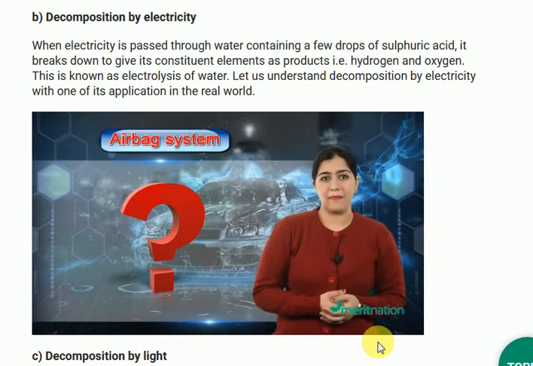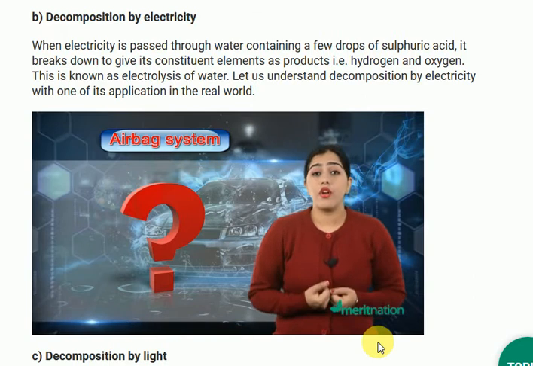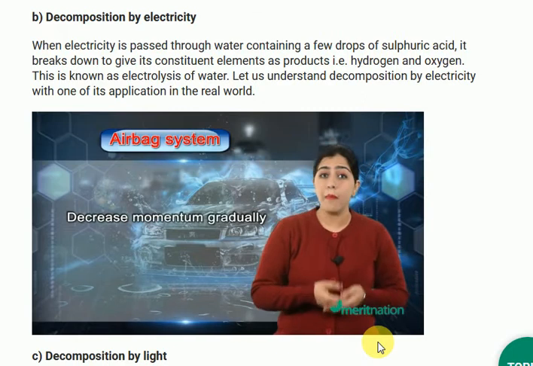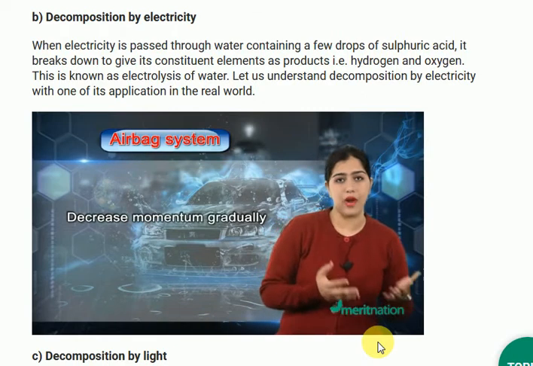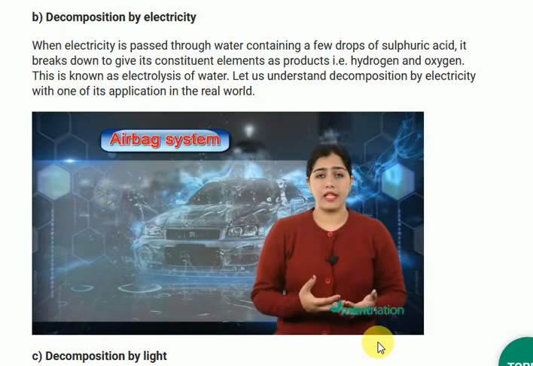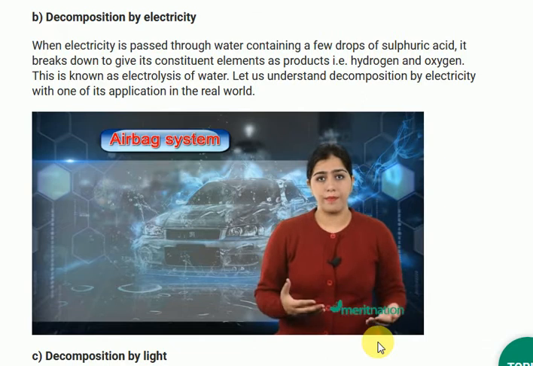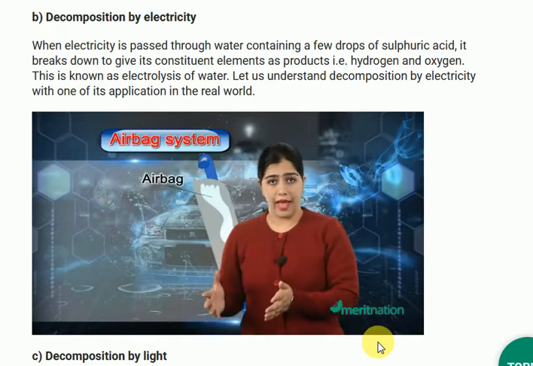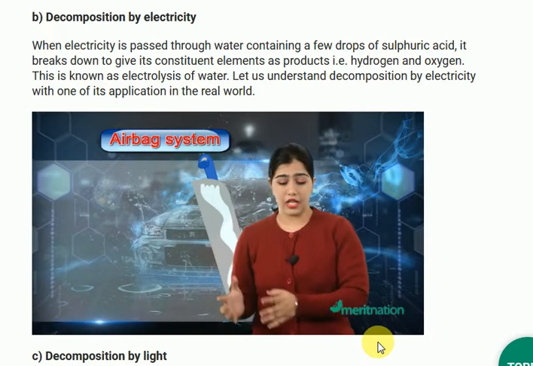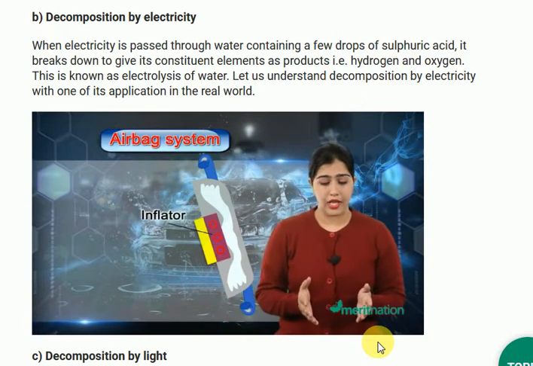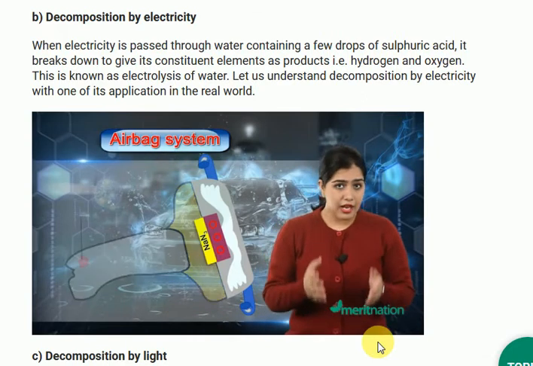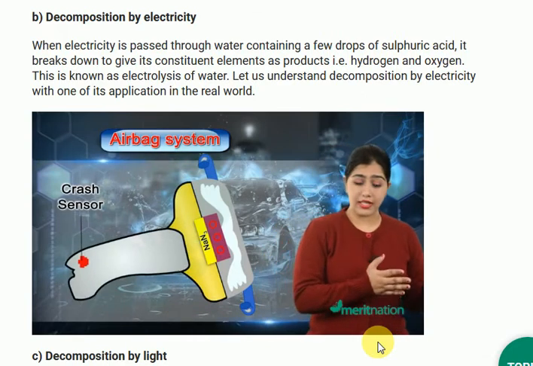Let us see. First of all, it is very important to understand that the function of airbag is to decrease the momentum of the passenger gradually. So what happens is that in this entire system, there is a nylon fabric in the form of bag. This fabric is attached to an inflator. The inflator contains sodium azide compound. Now the inflator in turn is attached to a sensor.